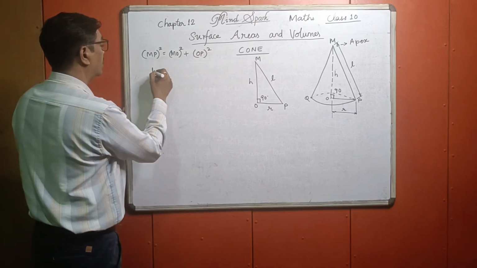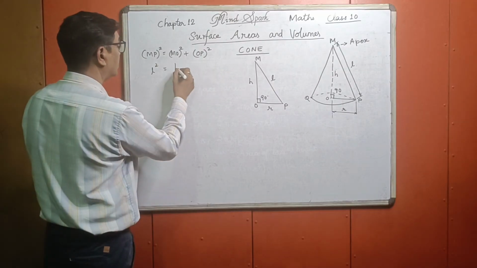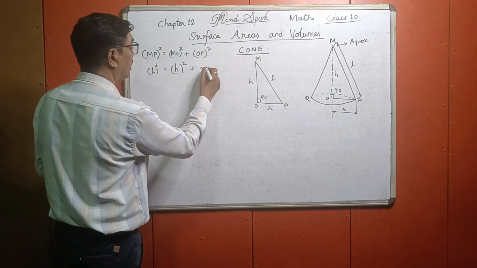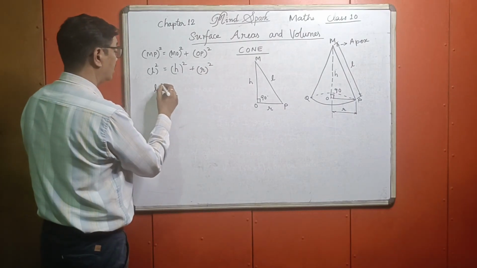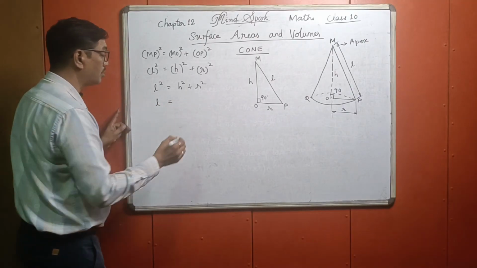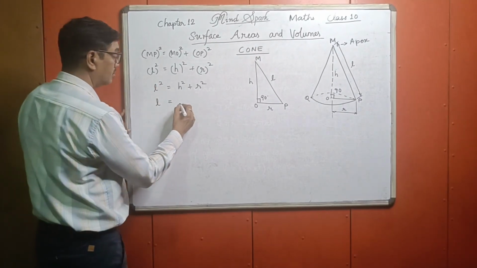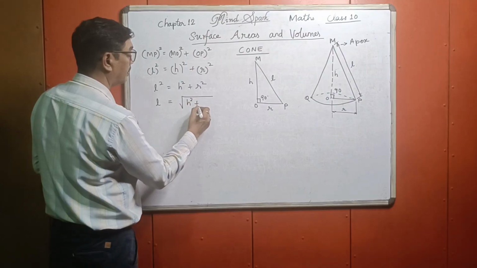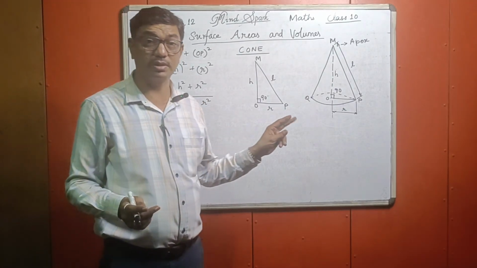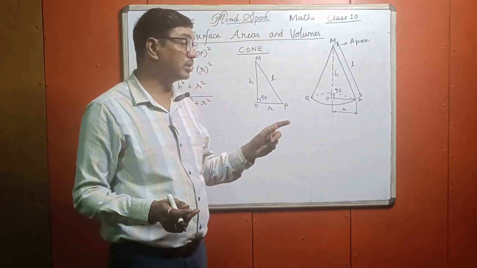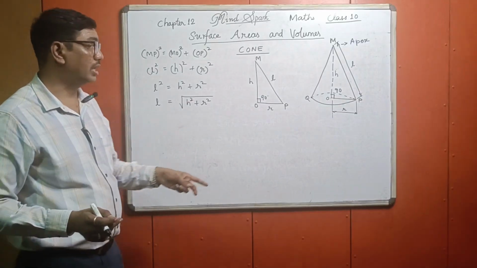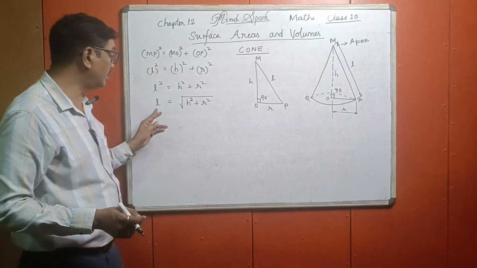Clear? So L square is equal to, MO is H, so H square plus OP is R, so R square. L square is equal to H square plus R square. When you remove the square, you get L equal to square root of H square plus R square. This is the slant height. Suppose the slant height is not given, then you have to find it using this formula. If H is given and R is given, you can find the slant height.